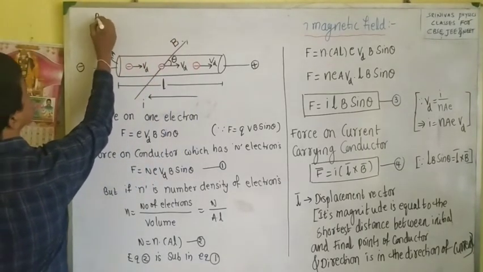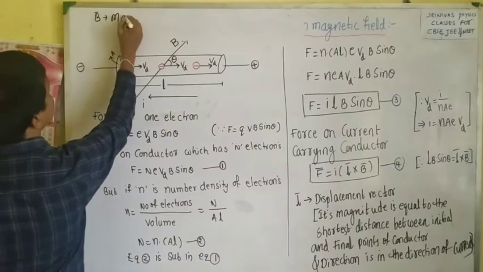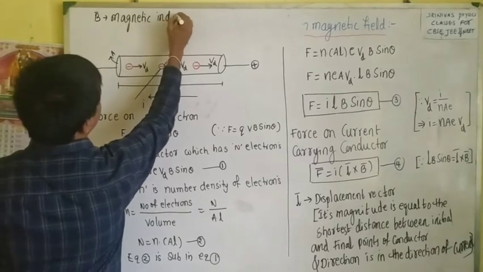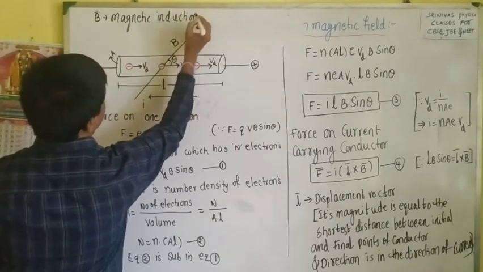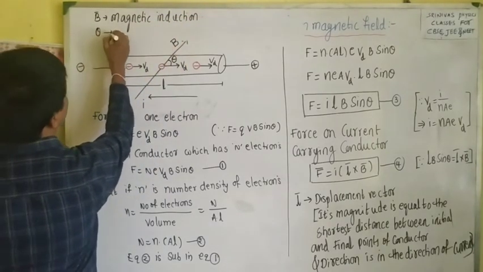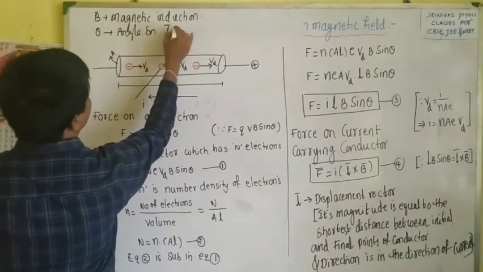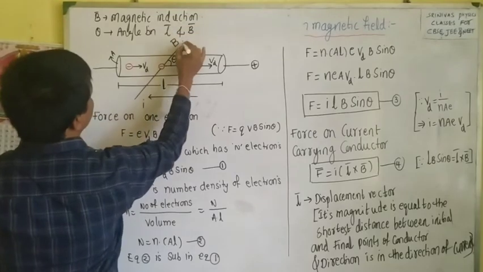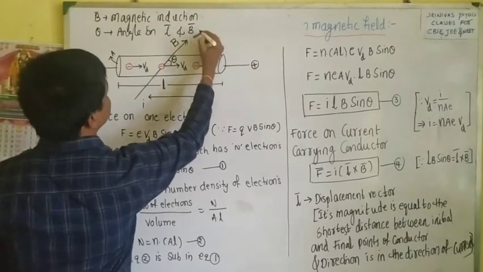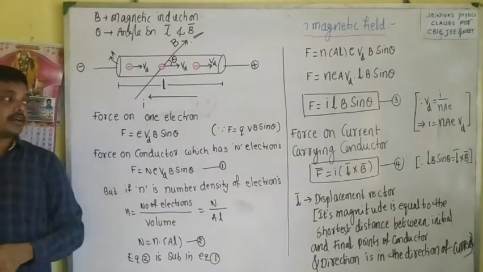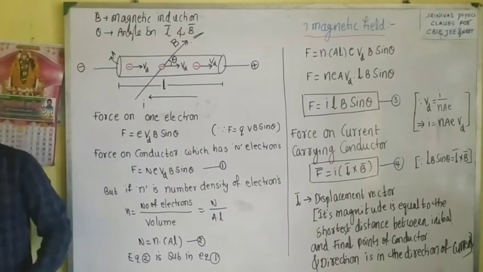Right, I will write the terms also. B bar is what? B bar is magnetic induction. Theta, angle between L bar and B bar, right? With this the topic is completed. Okay, I will continue later.